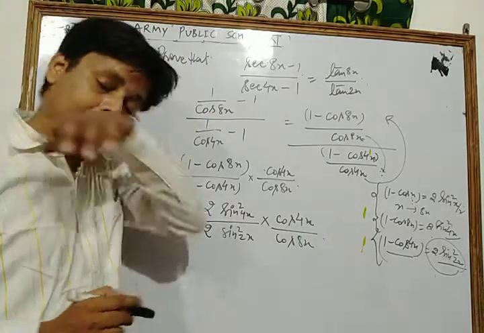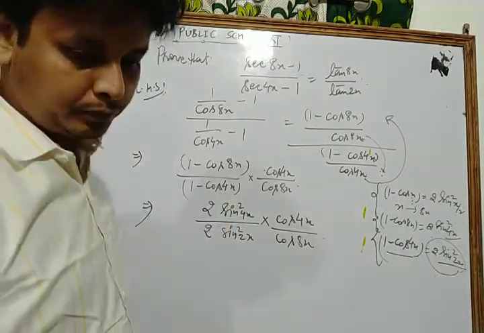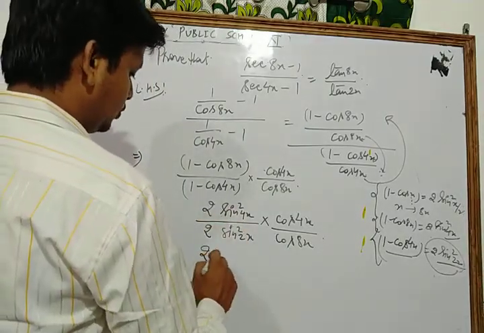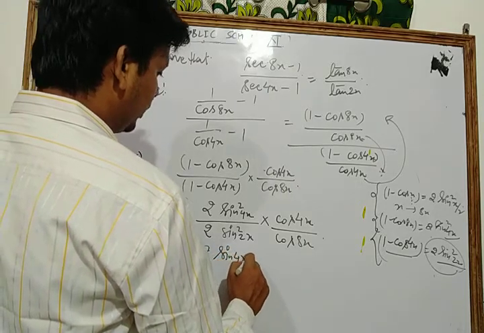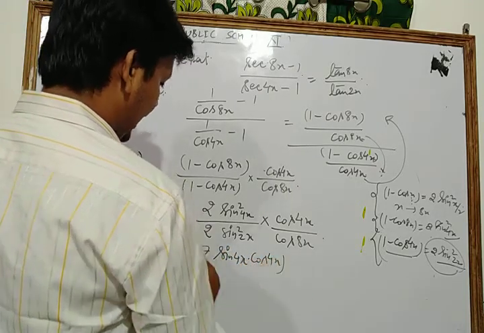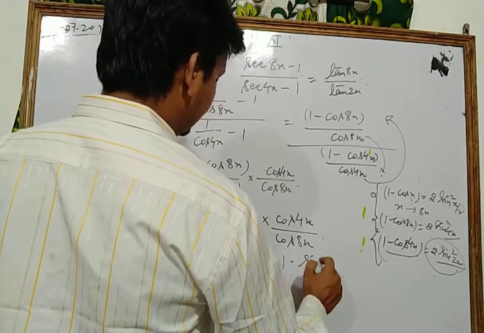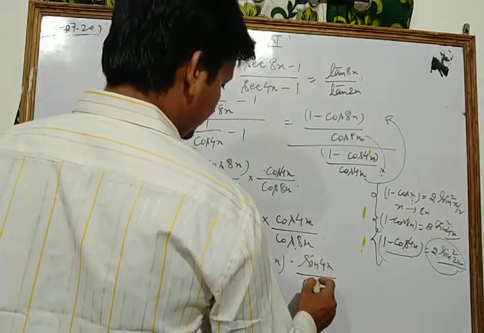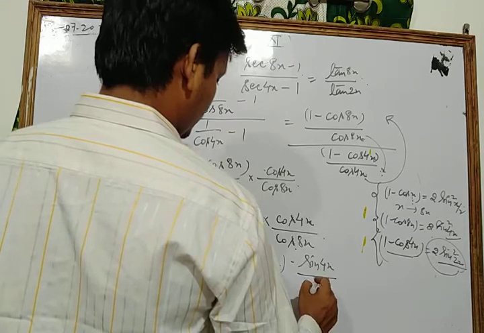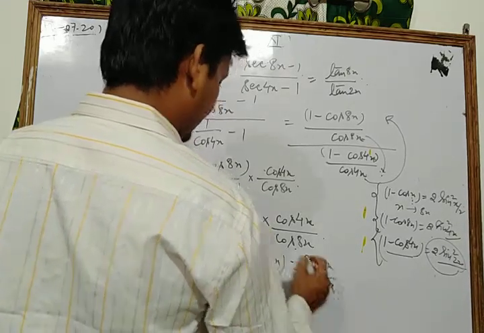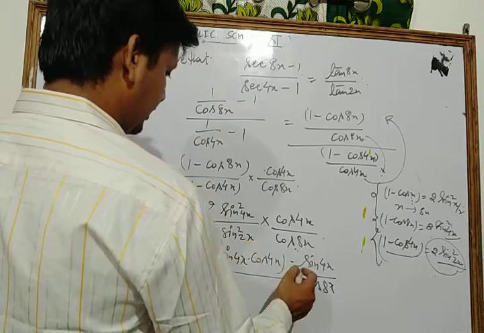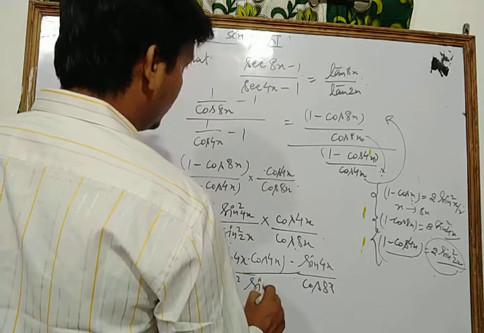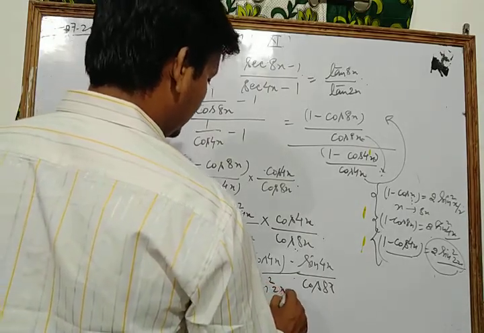Now let's see, in the denominator we arrange it. 2 sine 4x into cos 4x we take together, and the other sine 4x we write in this way, that is sine 4x. Okay, and here upon, that is cos 8x, and here we write 2 sine square 2x.